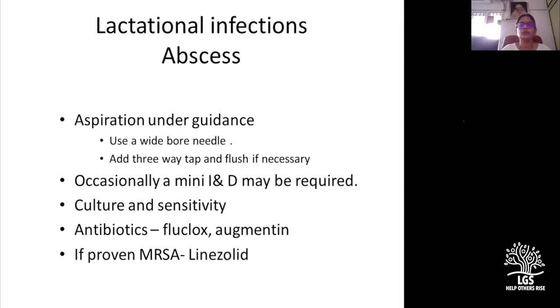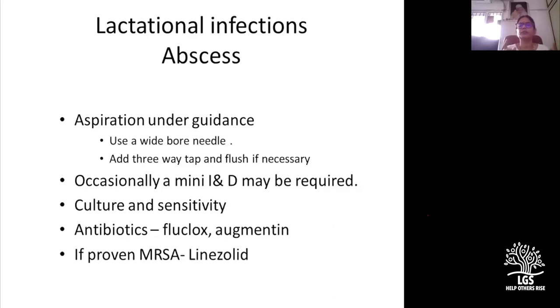So always, always, always send the pus for culture and sensitivity. We do not want to miss the MRSA associated infection, because fluclox and augmentin will not treat MRSA infections. If it is non-MRSA Staphylococcus aureus, it responds well to flucloxacillin or augmentin. But culture usually takes about 48 hours, so why not start linezolid straight away?